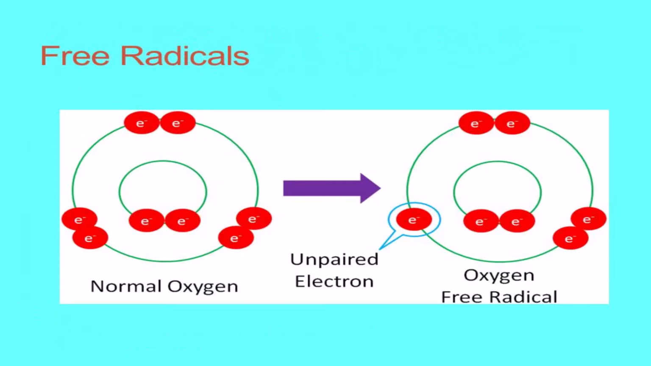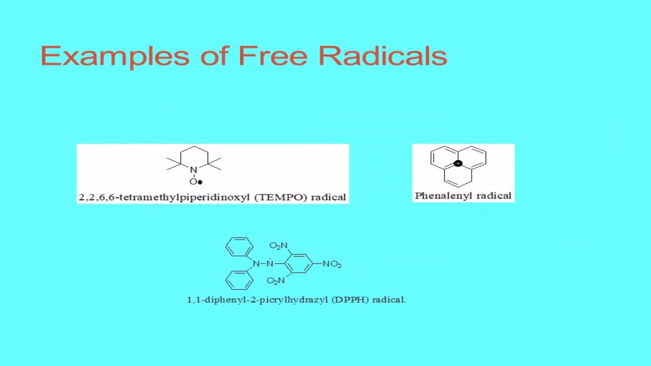Free radicals are chemical species that contain an unpaired electron in their outermost shell. This makes them highly reactive and often short-lived. The unpaired electron is represented by a dot. Some examples of free radicals are 2,2,6,6-tetramethylpiperidinoxyl radical, phenylalanine radical, and 1,1-diphenyl-2-picrylhydrazyl radical.